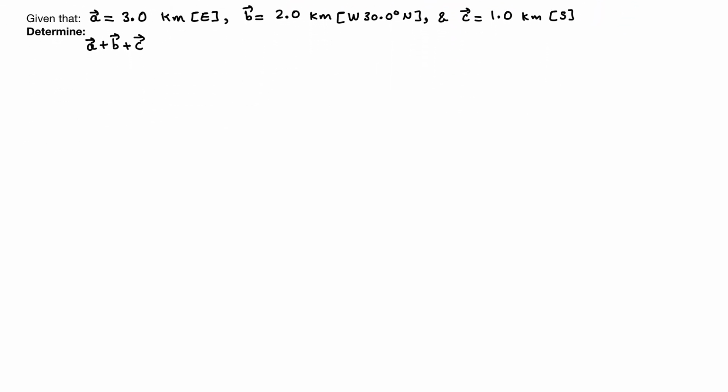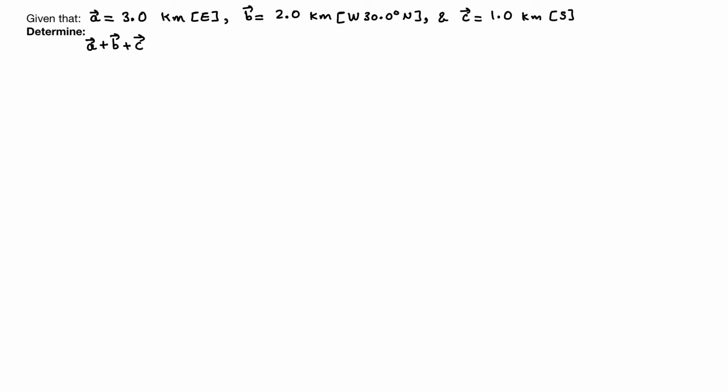Let's look at the last question over here. The question says that given that vector A is 3 kilometers east, vector B is 2 kilometers west, 30 degrees north, and vector C is 1 kilometer south, determine vector A plus vector B plus vector C.